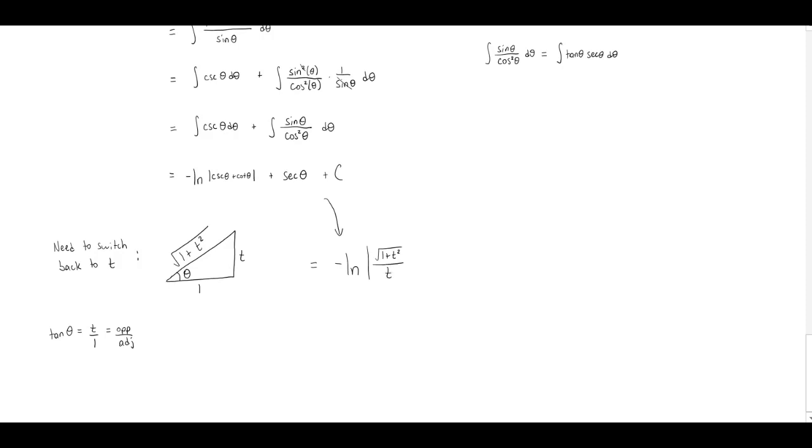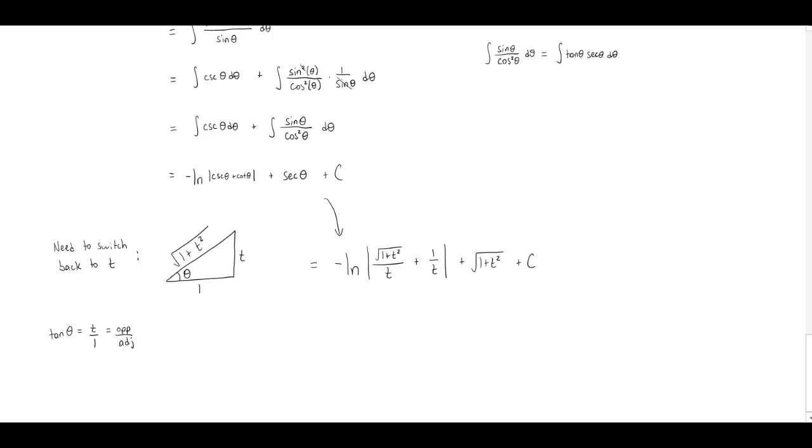For cotangent, it would be the adjacent over the opposite, which should be 1 over t. And then secant would be hypotenuse over adjacent, which would just be square root of 1 plus t squared over 1. So that's everything written in terms of t.